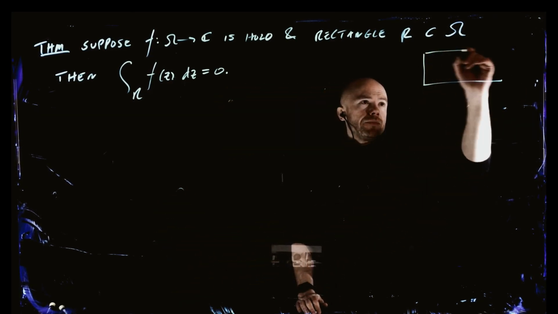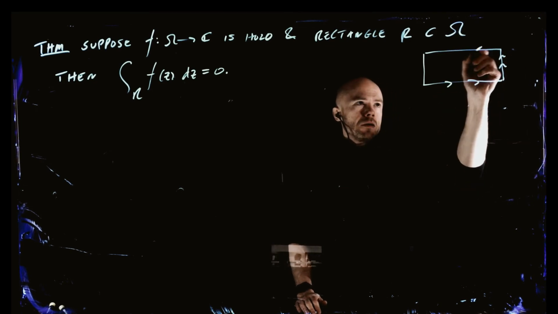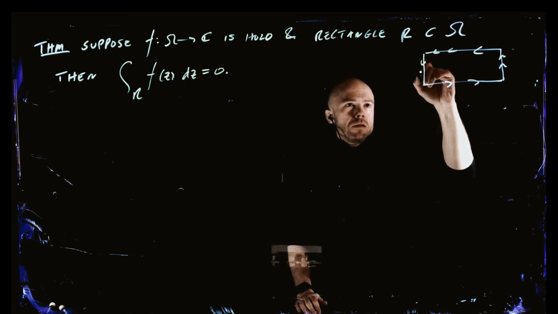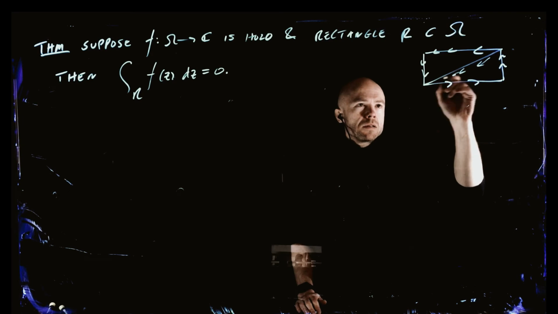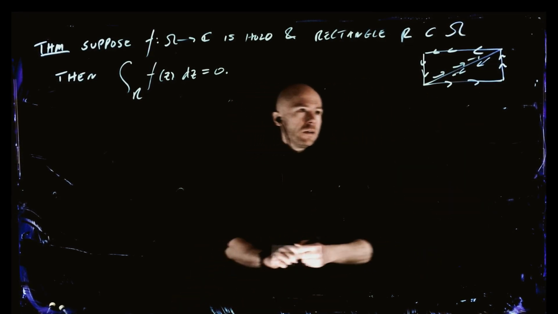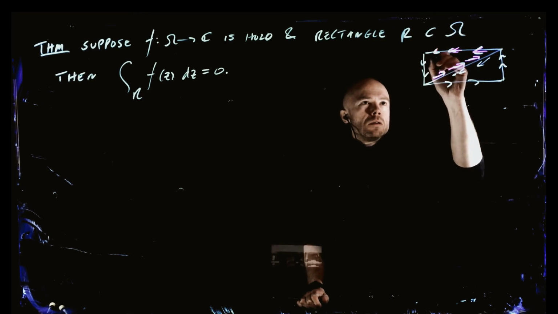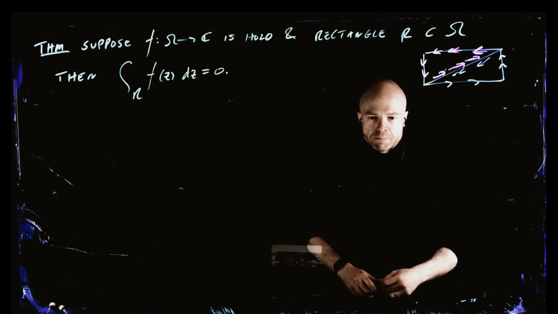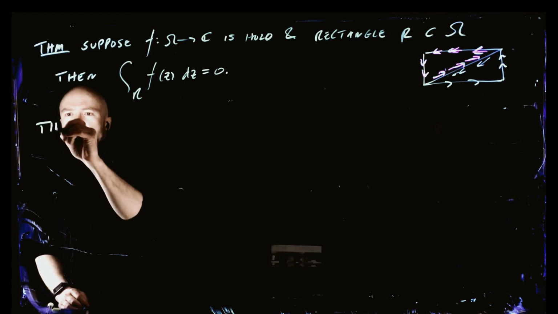Perfect. So again, we're going to orient this anti-clockwise. And we can cut into triangles where we go down this way, and then we go back this way. Better if I did it in a different color, the other way around. Cool. And this is a theorem I'm going to talk about next time.